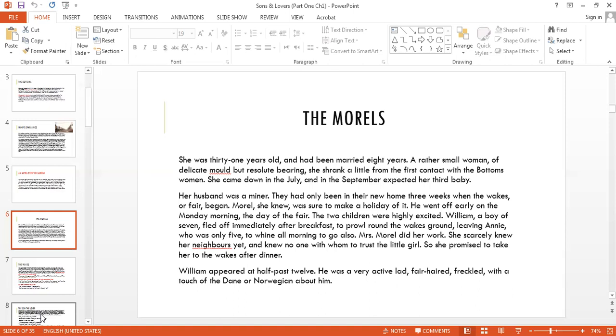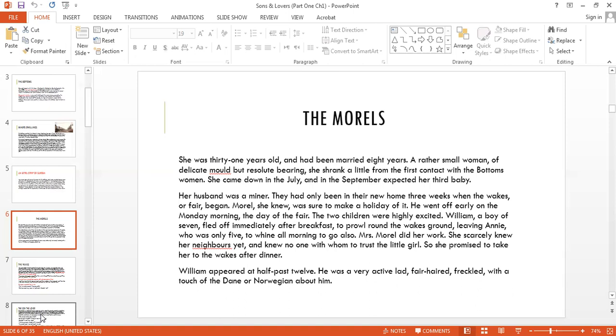Her husband was a miner. They had only been in their new home for 3 weeks, and there was a fair, which is called the Wakes. So, Mrs. Morel is shown to be very unsatisfied, and she does not like having the fair. We soon realize that she doesn't like it simply because her husband is going to get drunk, and when he gets drunk, he can be very abusive to his children and to his wife.